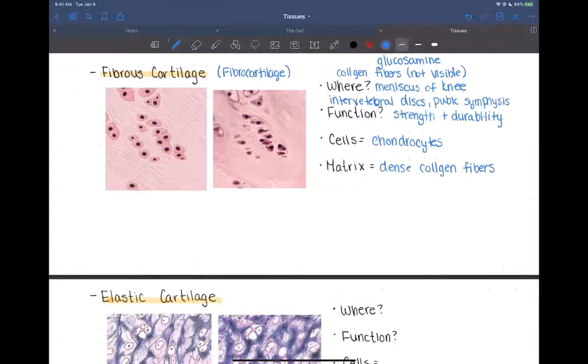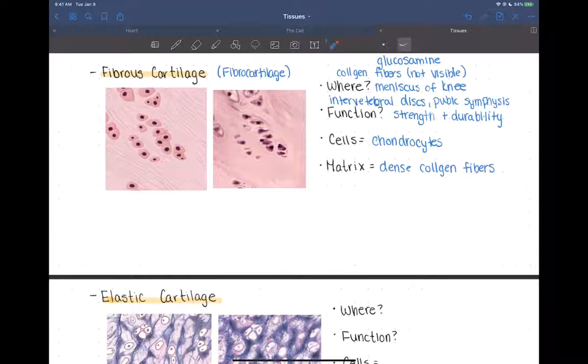Okay, and that's going to give it that durability and that ability to withstand a lot of pressure, right? And so that's kind of what you're seeing here, right? These are all a lot of collagen fibers running through here on this tissue. Okay, so that's fibrocartilage, or fibrous cartilage.